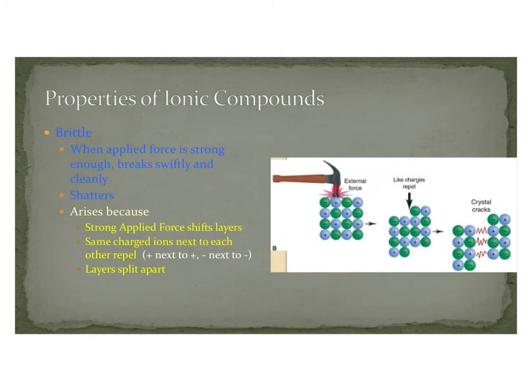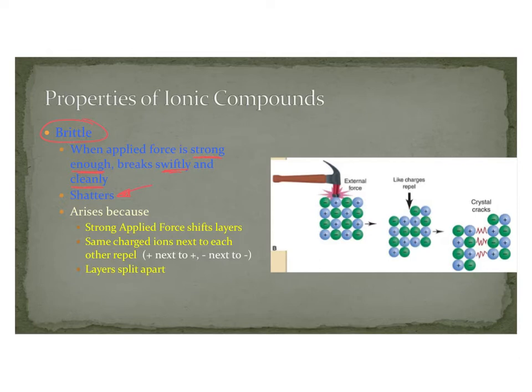The second property of ionic compounds is that they are brittle. Okay? So we just said that they're hard, they resist force a lot. But if you put enough force on them, if you get strong forces on them, what happens is the way that they break is swiftly and cleanly. We sometimes say that it shatters. Okay? This is as opposed to like tearing or ripping. Doesn't do that. It's brittle. It breaks. It shatters. Okay?